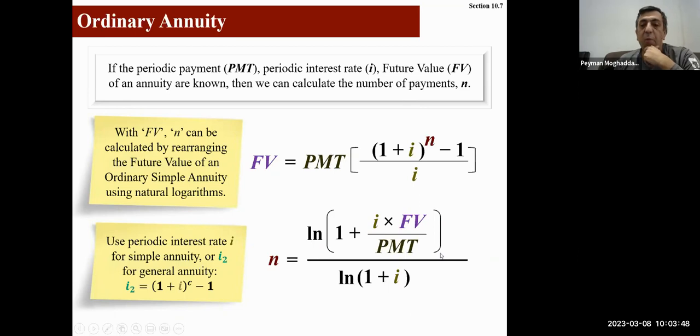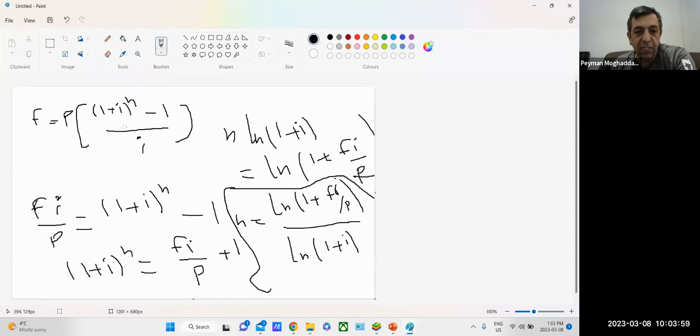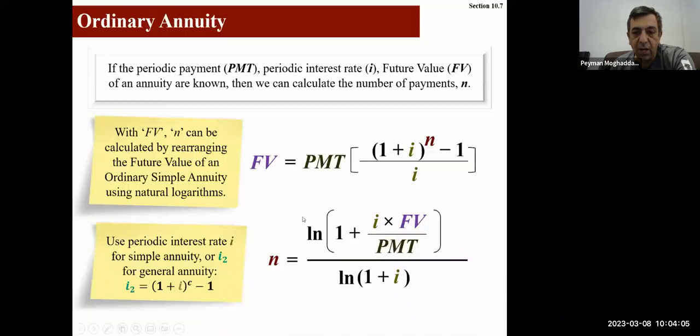Your tests are open book, so you have all this cheat sheet and formulas. That's fine, you don't need to worry about that. But what I show you here is how you calculate it from this equation. How do you isolate n? Knowing that you know i, you know FV, you know PMT. If you know all these three components, then you can find n.